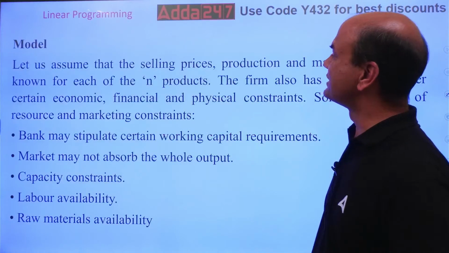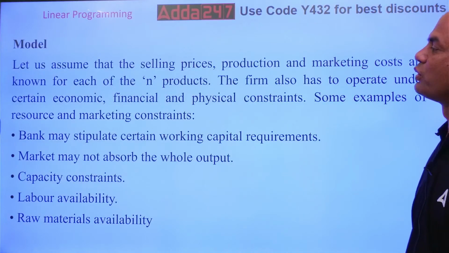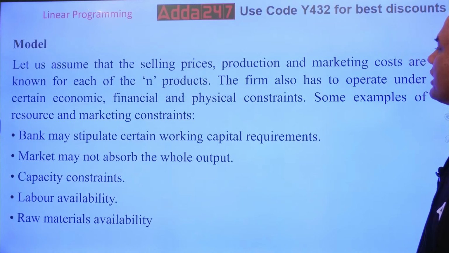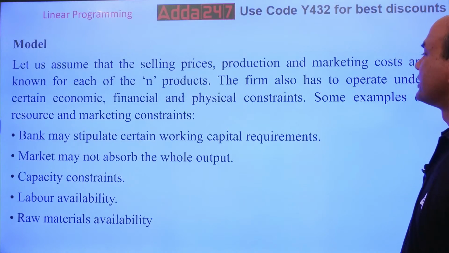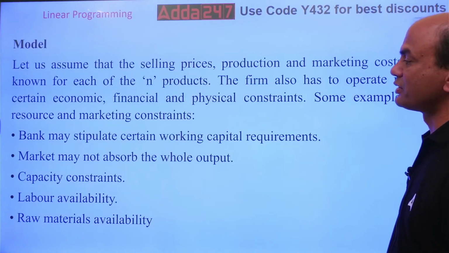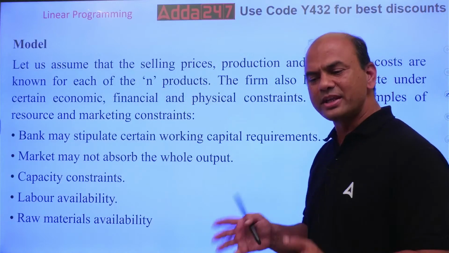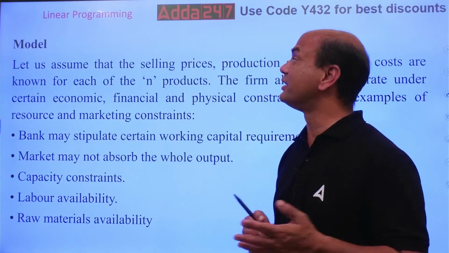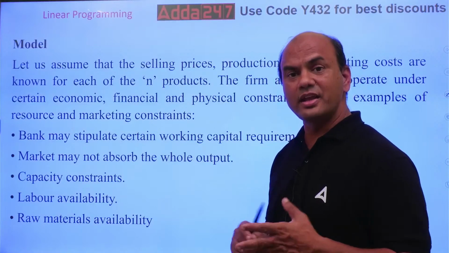Let's assume that the selling prices, production and marketing costs are known for end products. The firm also has to operate under certain economic, financial and physical constraints. Some examples of the resources and marketing constraints. So, constraint means what? This constraint means limitations. What all are the limitations for me in the company?